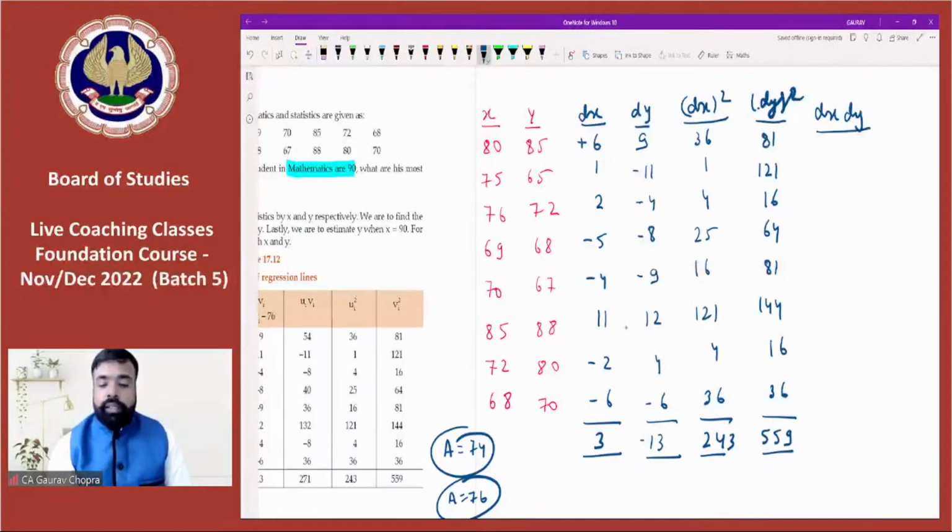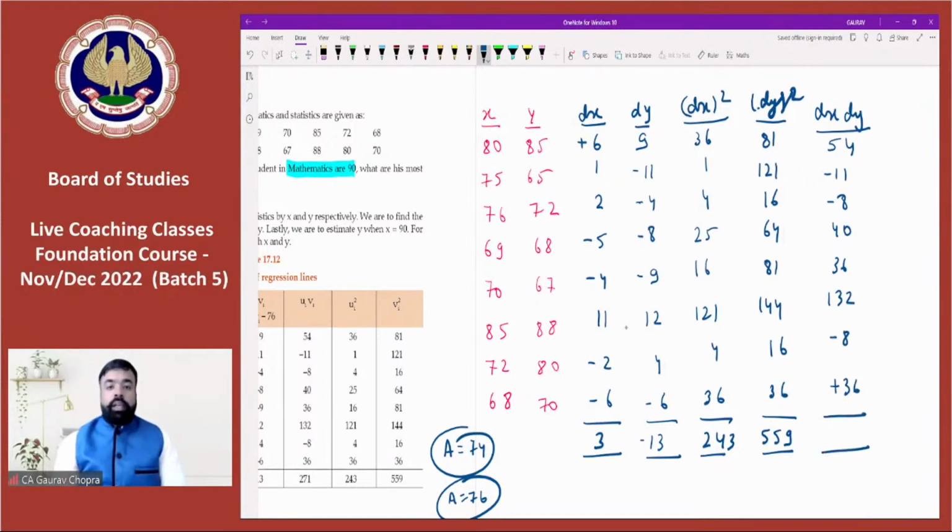Then dx dy: 6 into 9, 54, 1 into minus 11, 2 into minus 4, minus 5 into minus 8, then 36, then 132, minus 8, then 36, and now the total. So you can add them and find the total. This is 271.